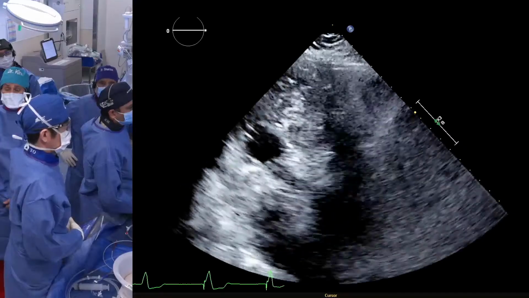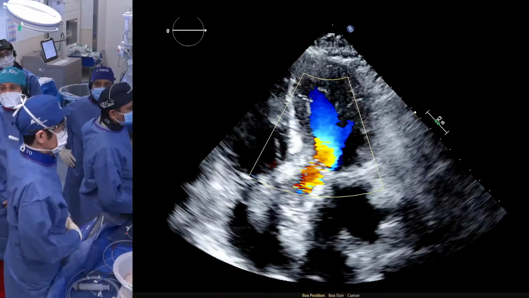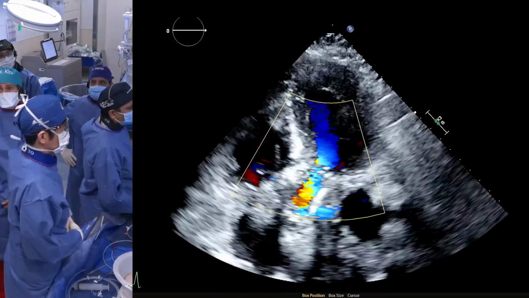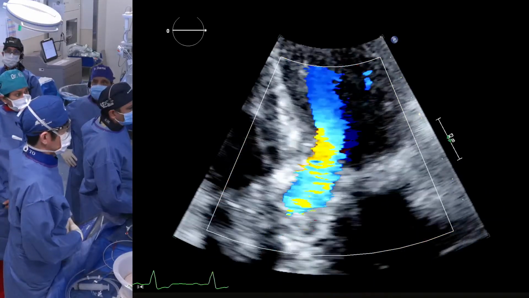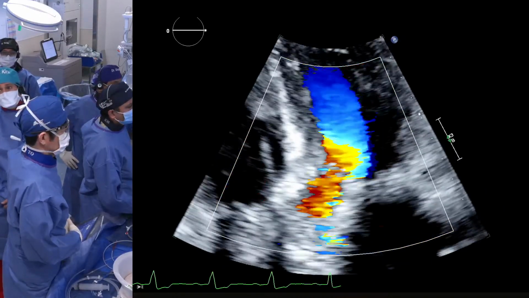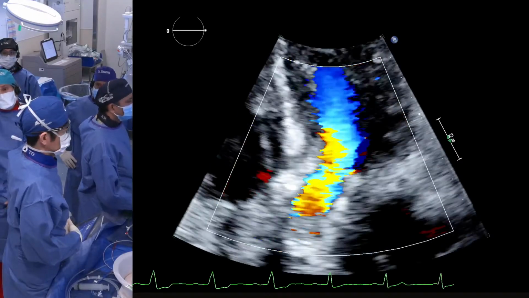Okay, but you see some improvement, right? Yep. The diastolic pressure went up. Yep. And as long as it becomes 1 plus or less, we are okay.